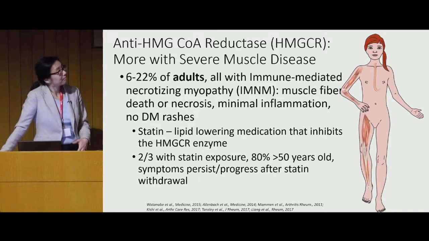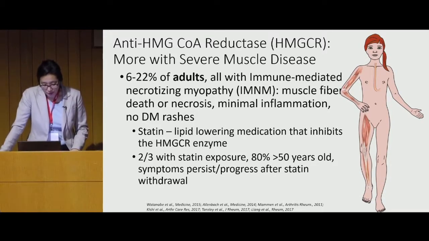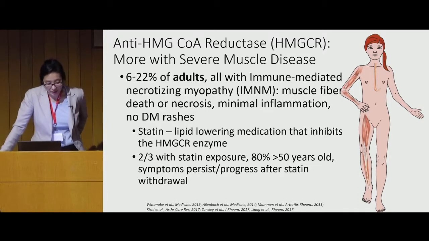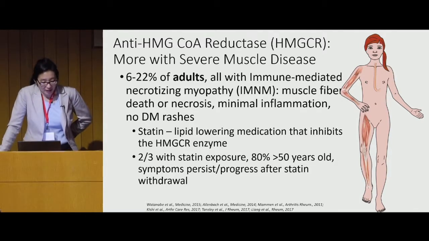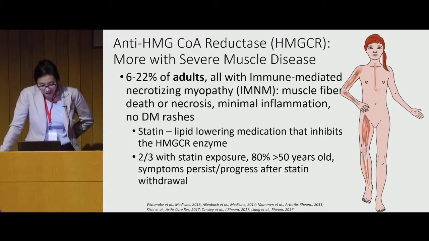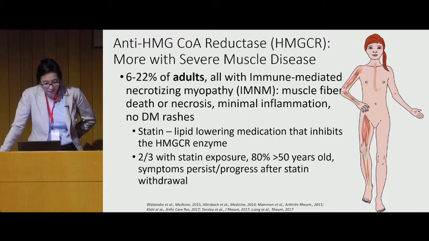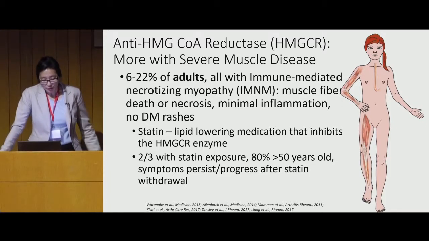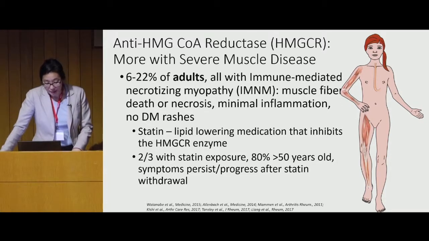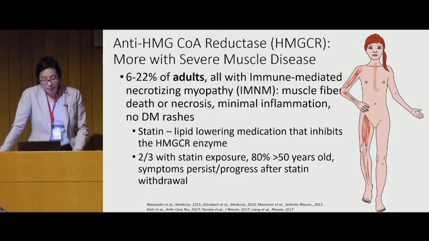I was going to mention this other antibody that has been more recently described, first described in adults. It's called anti-HMG-CoA reductase, or anti-HMG-CR. In general, this is associated with more severe muscle disease, and it's considered a necrotizing myopathy like the anti-SRP. So this has been described in 6 to 22% of adults with this idiopathic immune-mediated myopathy, with muscle fiber death and necrosis on biopsy, but not a lot of inflammation actually on biopsy, and then it's not typically associated with the characteristic dermatomyositis rashes.